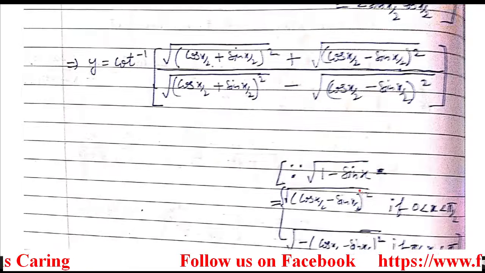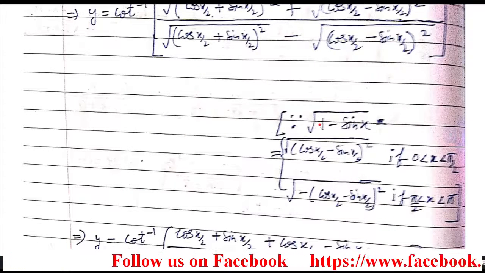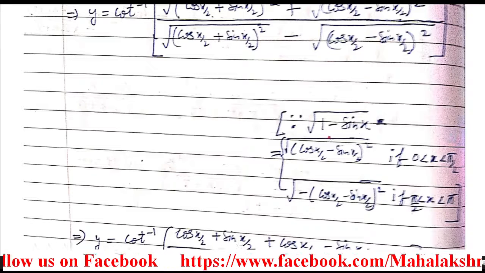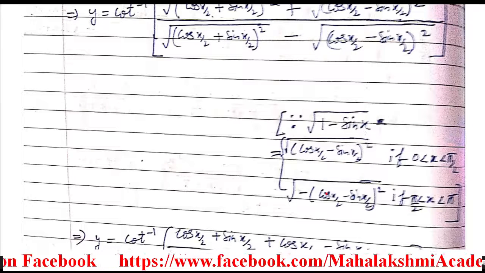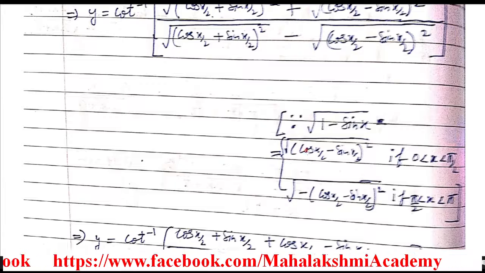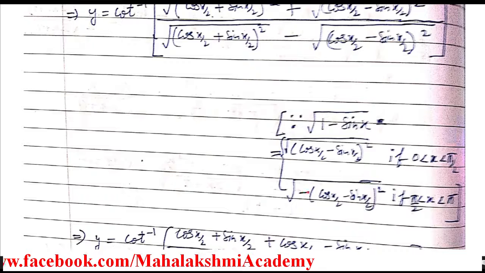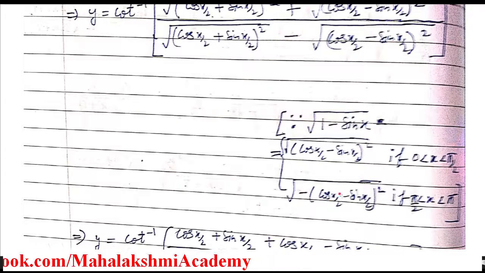So just see, I wrote the formula here. When you have to write the root of 1 minus sin x, you have two choices. You can write it as root of cos x upon 2 minus sin x upon 2 whole square, or minus bracket cos x upon 2 minus sin x upon 2 whole square.